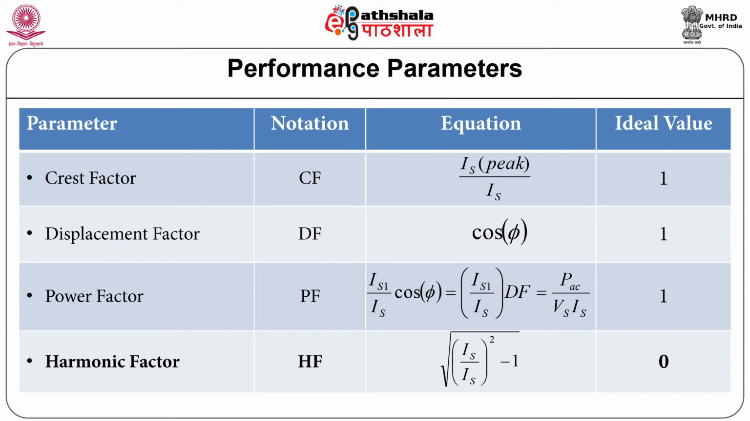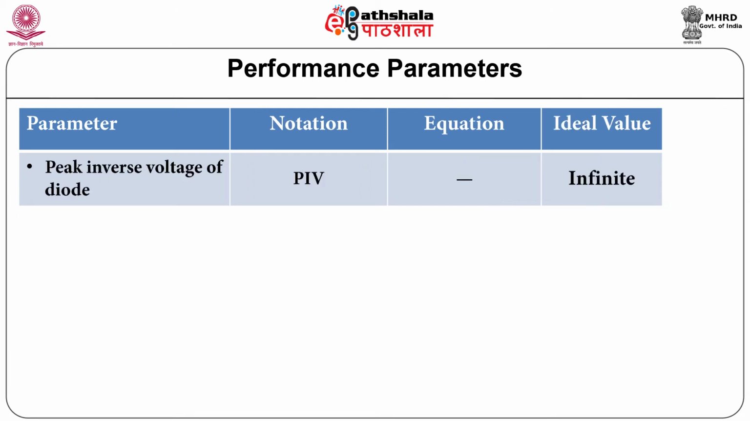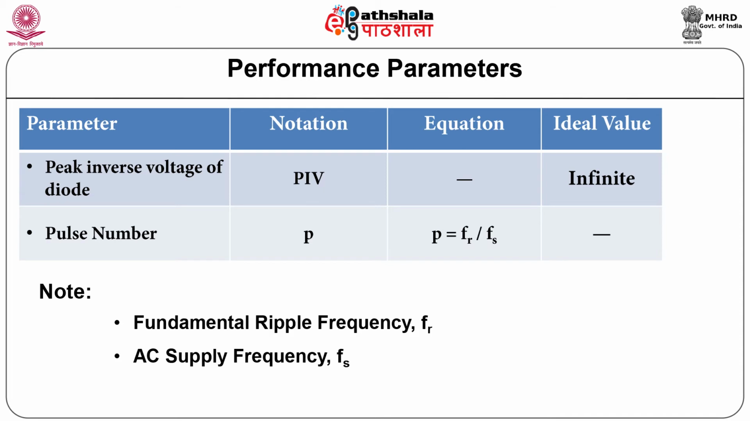Then there is another parameter which is related to the diode used in the circuit. The peak inverse voltage of a diode is nothing but the maximum voltage which comes across a diode during turn off condition. There is another parameter which is related to the ripple voltage, that is pulse number. Pulse number is defined as ripple frequency divided by the source frequency or input frequency. On the basis of this parameter, one can talk about the quality of the rectifiers.